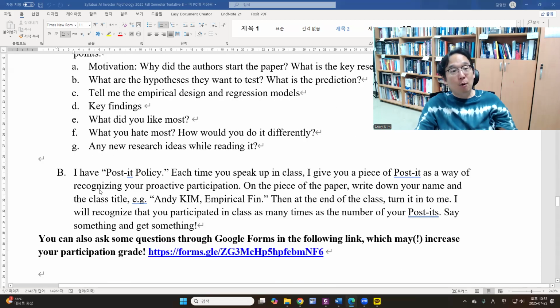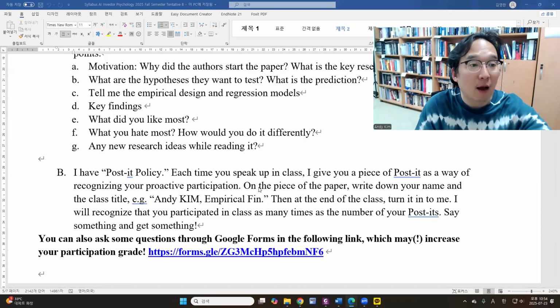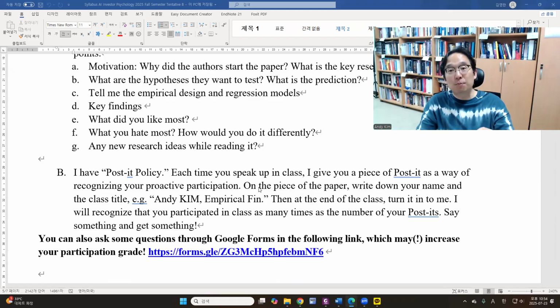Besides, I have a post-it policy. Each time you speak up in class, I give you a piece of post-it, okay? So that I recognize how many times you participated. It's not a yellow card or red card in soccer. No, this is for reward. I recognize you. Once you receive it in a single class, write down your name and the class title, and give it back to me by the end of the class so that I will accumulate your record.